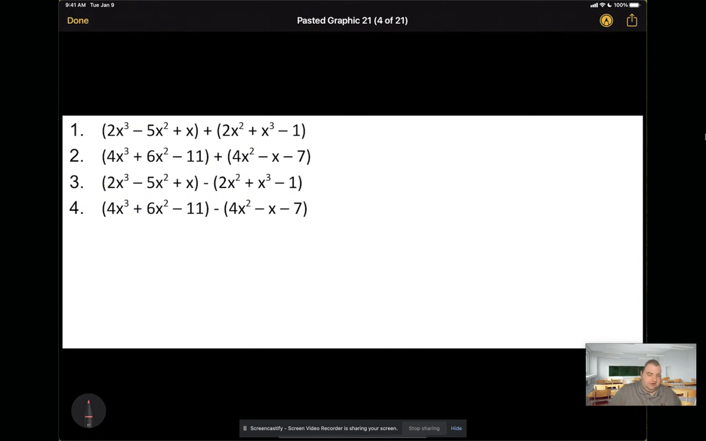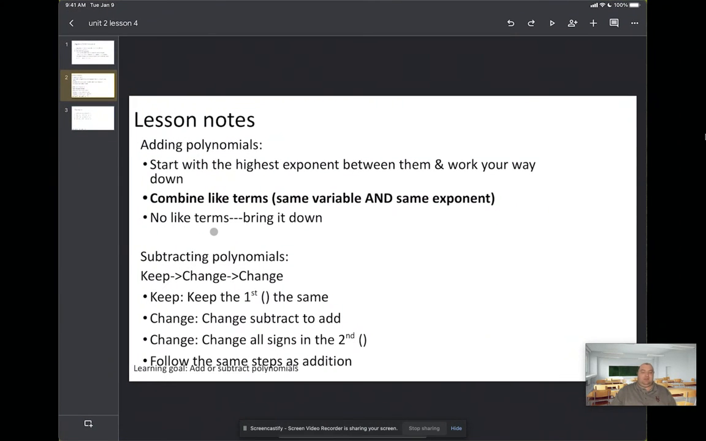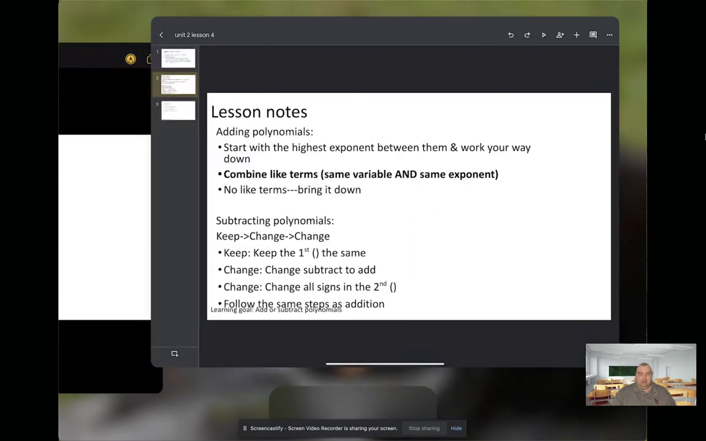So you can see we have two sets of problems here, two with addition and two with subtraction. So let's go ahead and take a look at number 1. You might remember the first step of the lesson notes with adding says to start with the highest exponent between them and work your way down.